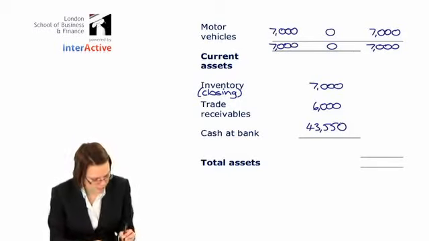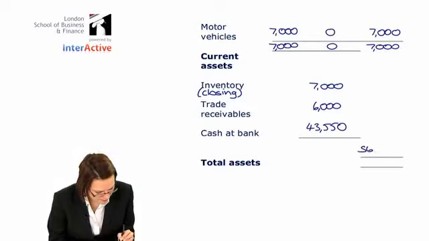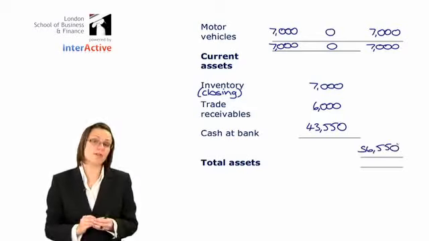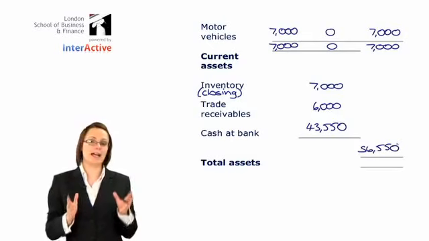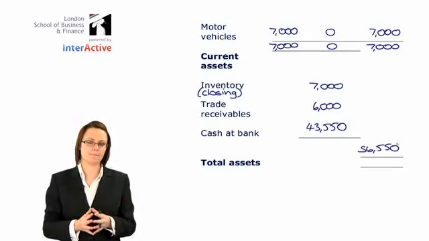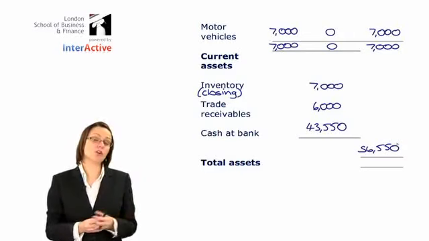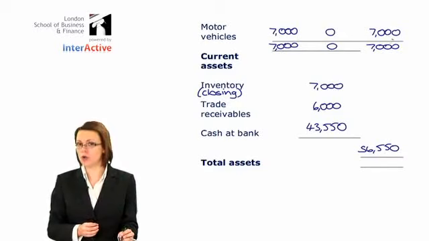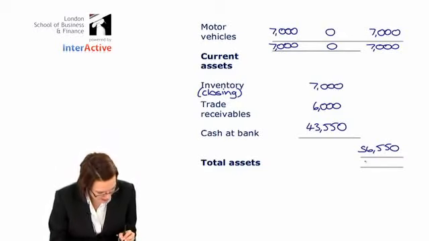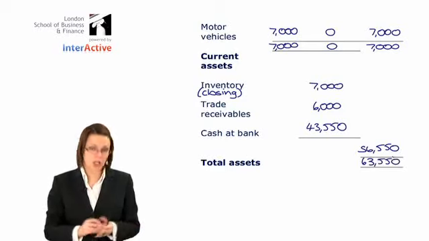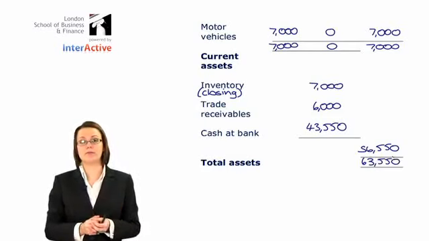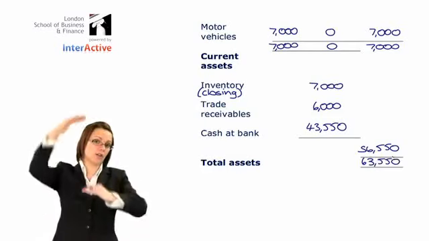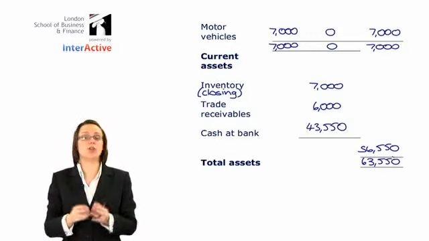So, totting all that up then, 56,550 would be your total current assets. So we have our total current assets. We're going to add that to the total of our non-current assets, and that should give us $63,550 total assets. And that is the top part of your statement of financial position done.